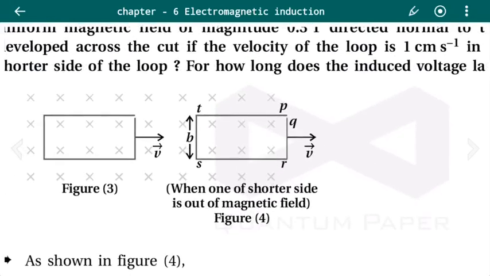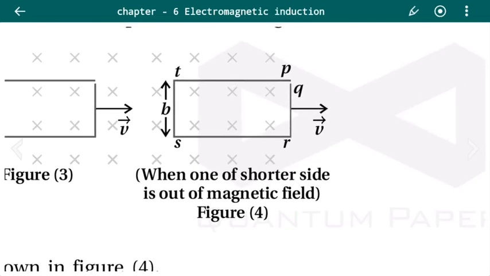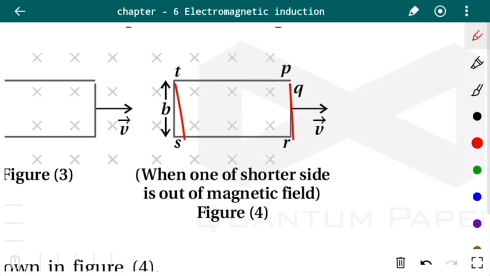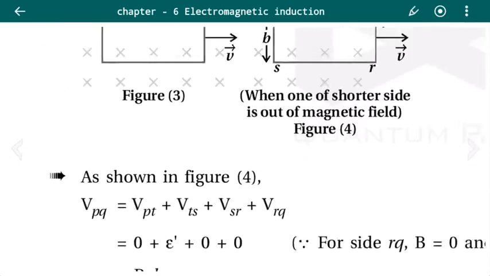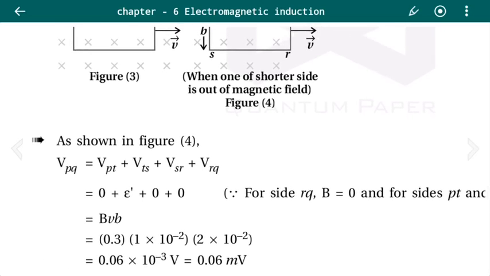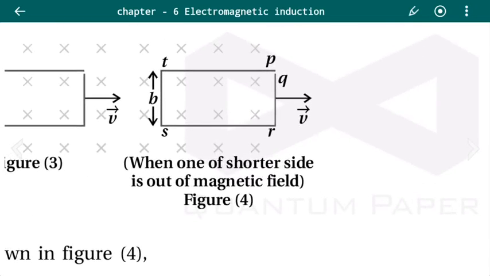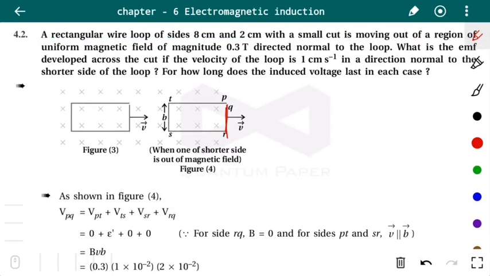Now see, the same thing is there, but now the loop is moving towards the right hand side, that is, it is normal to this shorter side, and we need to find again the induced EMF for this small cut. So from the figure we can write down this equation: VPQ equals VPT plus VTS plus VSR plus VRQ. So for the side RQ, here the magnetic field is 0 because it is out of the portion of the magnetic field. So it is equal to 0.